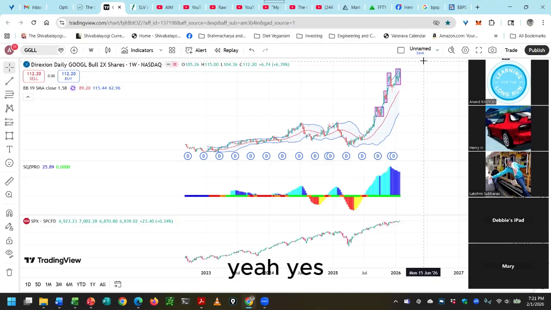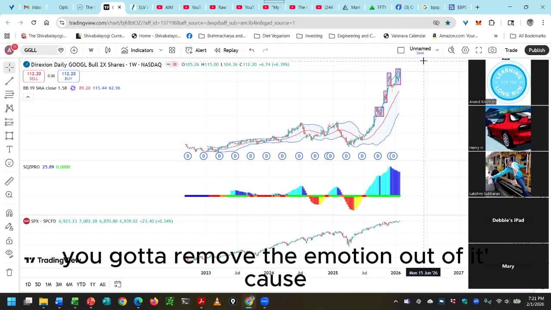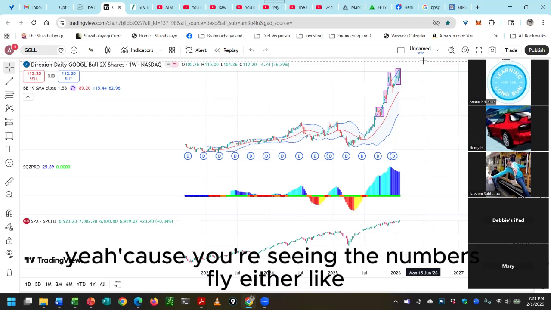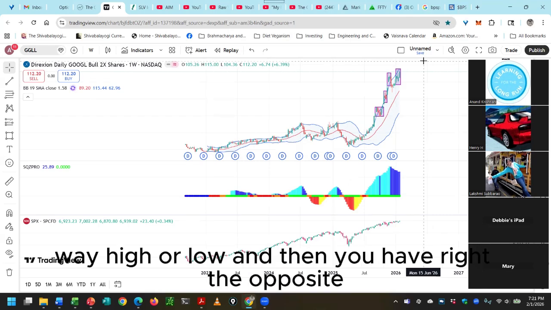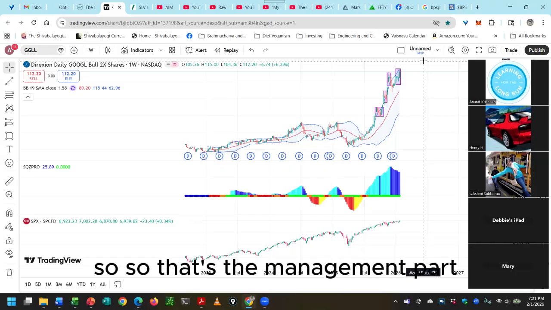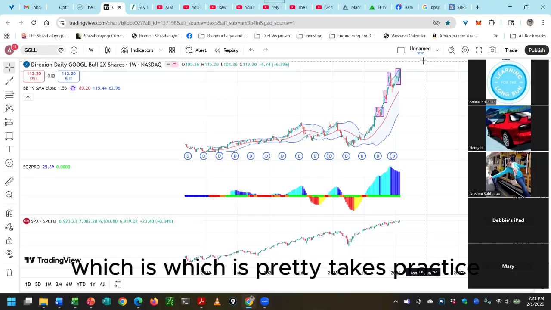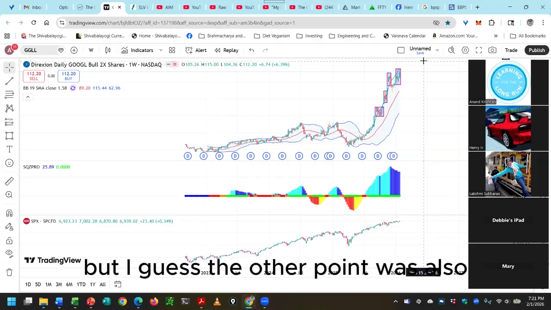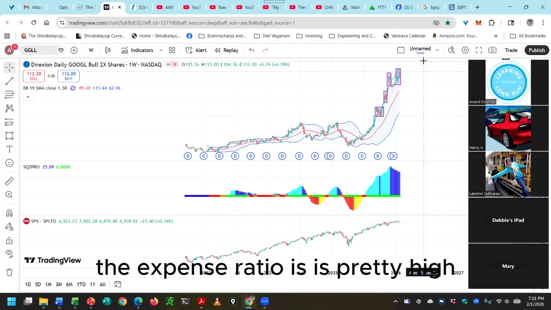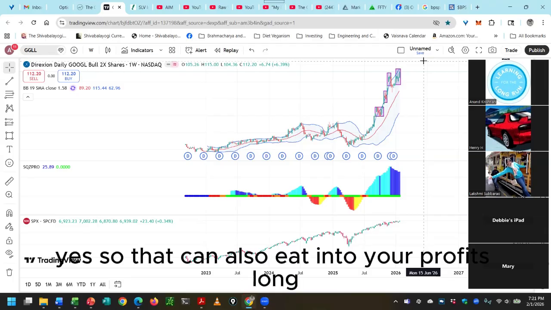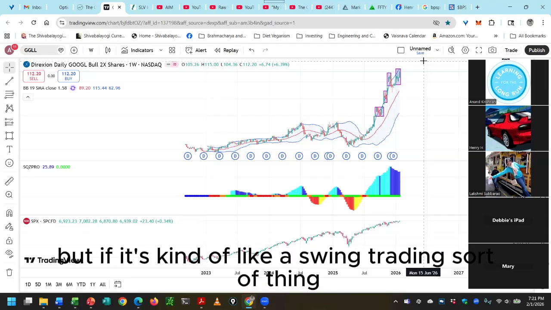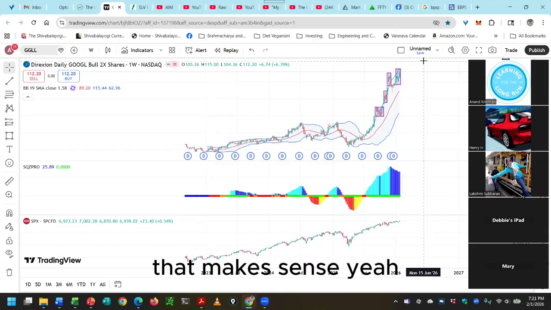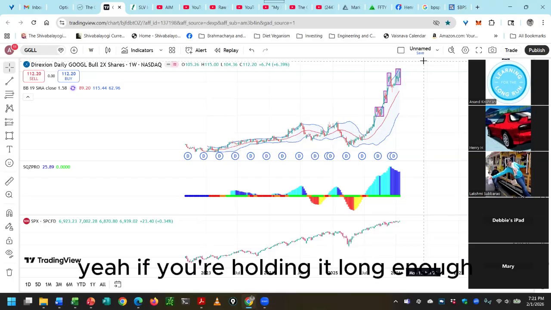It's hard because you've got to remove the emotion out of it. You're seeing the numbers fly either way high or low, and then you have to do the opposite. So that's the management part, which takes practice, I guess you could say. The other point is the expense ratio is pretty high, so that can eat into your profits long term. But if it's a swing trading sort of thing, that makes sense, if you're not holding it too long.